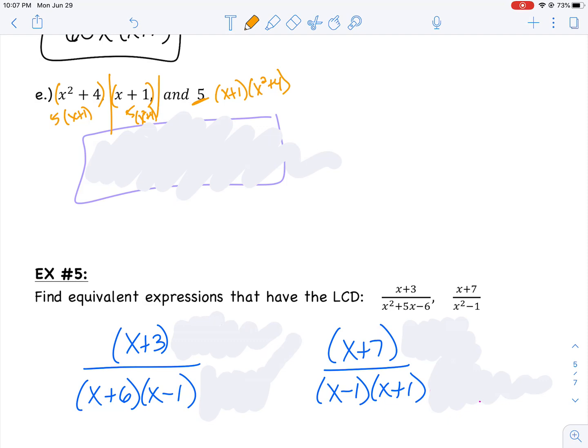Does that make sense? Hopefully. So my common multiple would be the 5, would be the x plus 1, and it would be the x squared plus 4, because none of those can be factored. They are its own factor, and since they're all single to begin with, they all need everybody to be a common factor. Everybody needs the 5, everybody needs the x plus 1, and everybody needs the x squared plus 4. That one was kind of tricky.